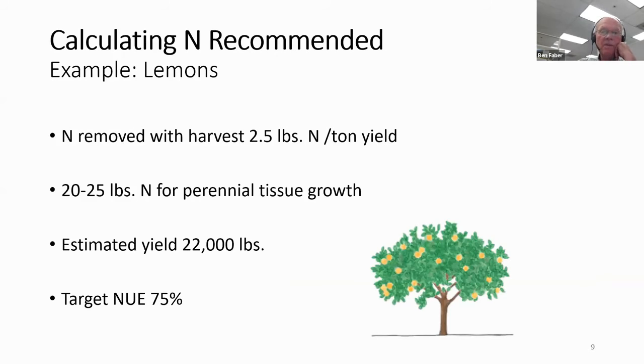So here's an example. This is a value that came from lemons out of that CDFA study. It's 2.5 pounds of nitrogen per ton. And there's about 20 to 25 pounds that goes in the perennial tissue. So our target would be something on the order of about 75% of that 22,000 pounds that's required.